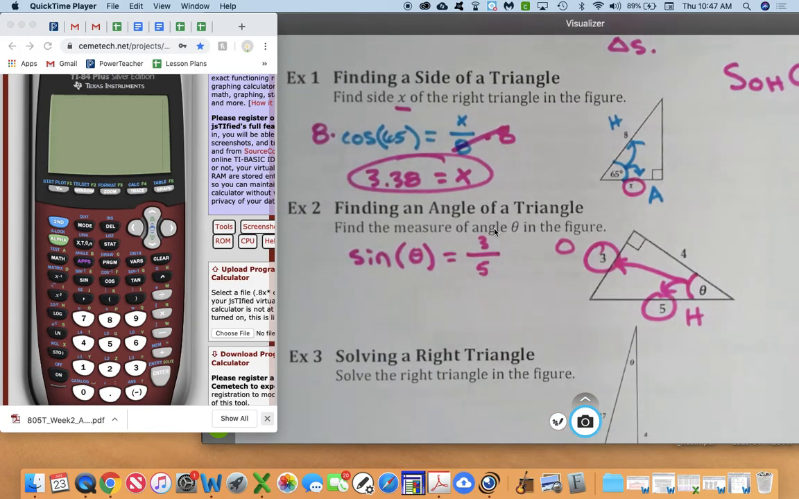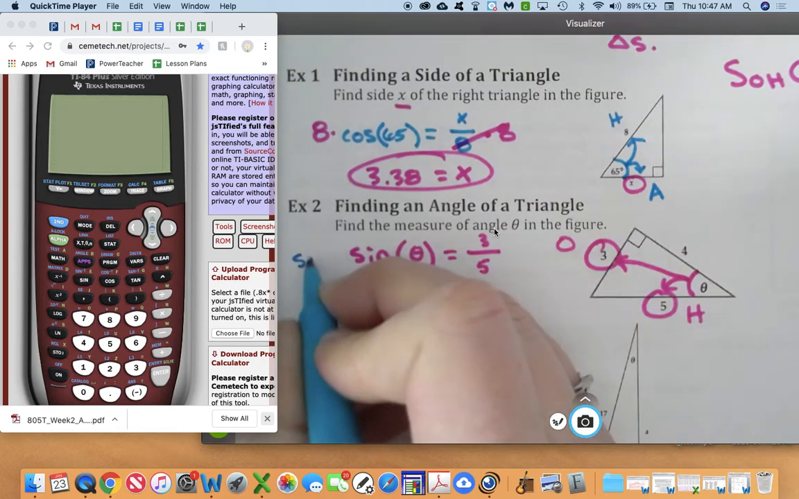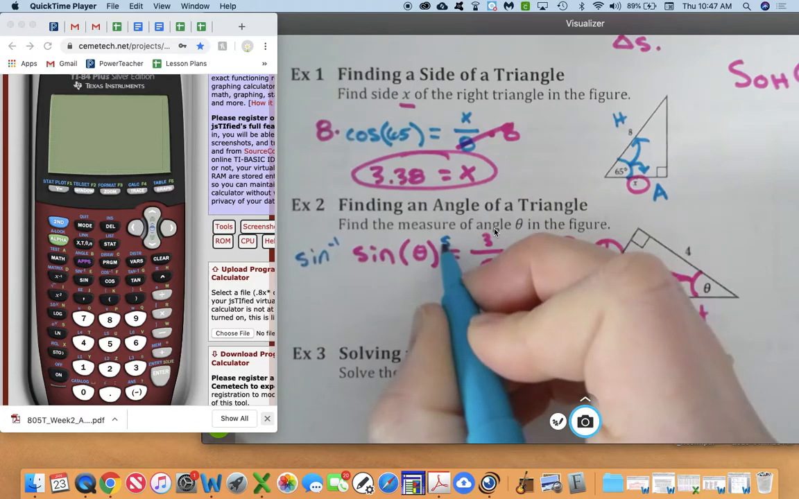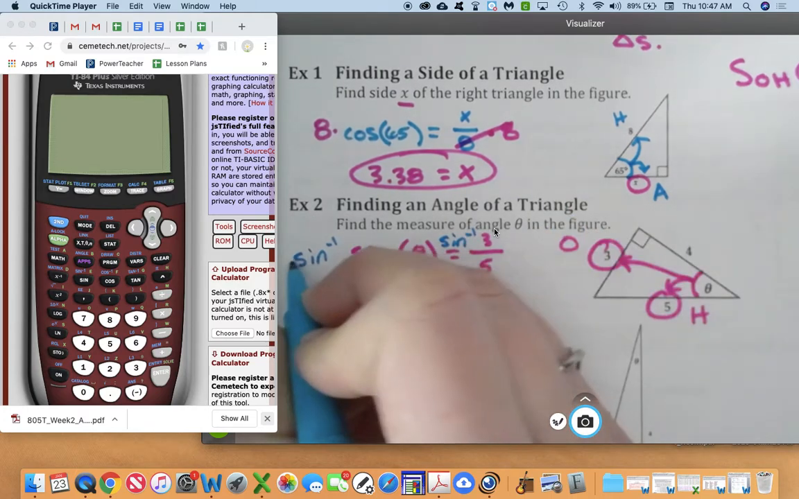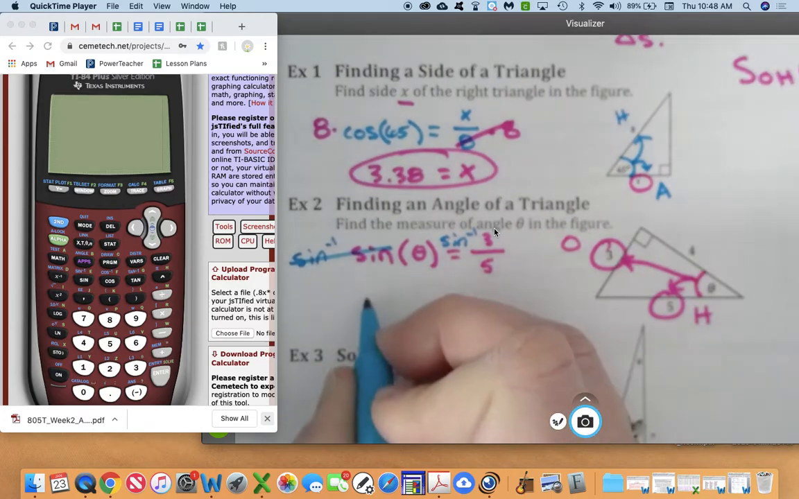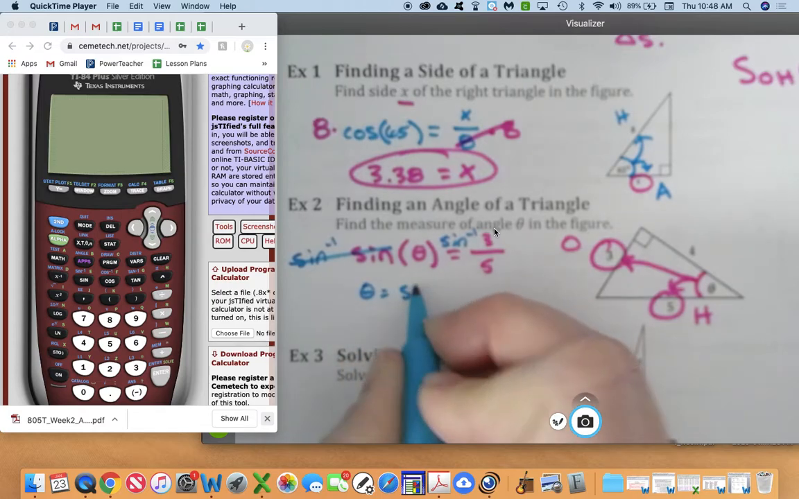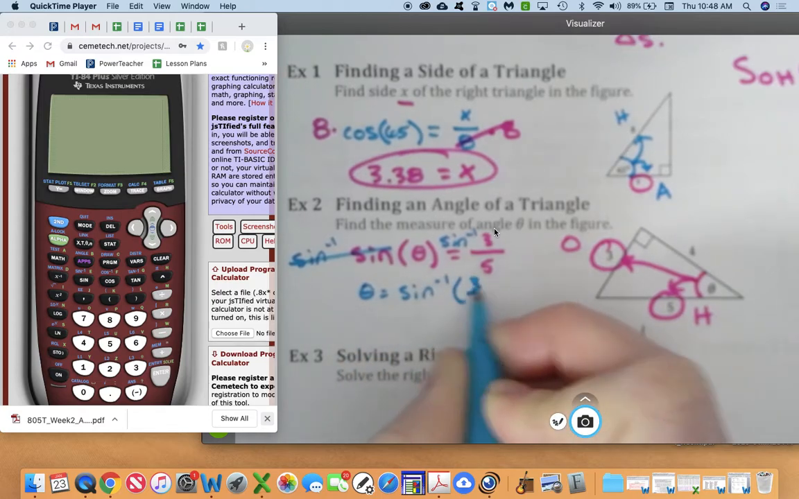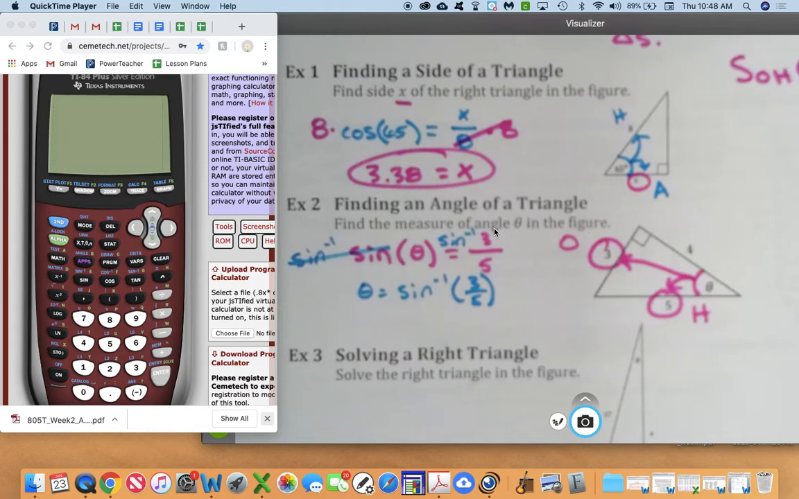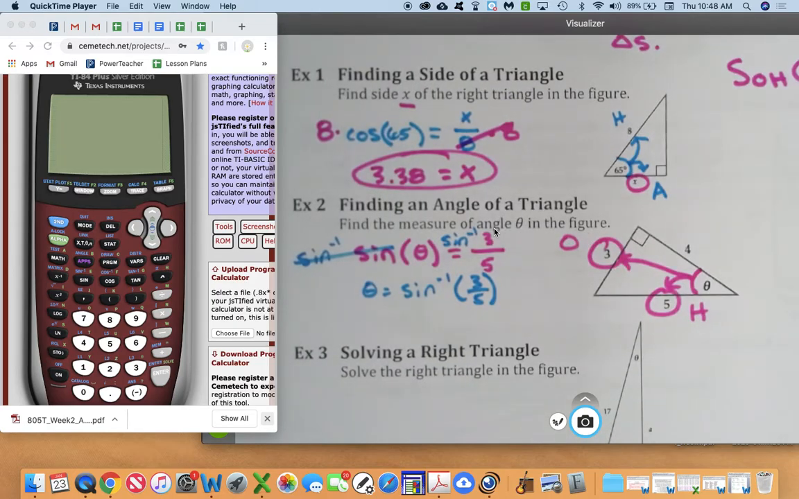You do the inverse. Some of you guys remember this? I think we did this in geometry, maybe. Yeah, you did this in physics. Inverse sine cancels it out, so basically theta is equal to inverse sine of 3 over 5. On your calculator, that is the second sine. Second sine 3 over 5, type it in, see what you get. How many degrees?